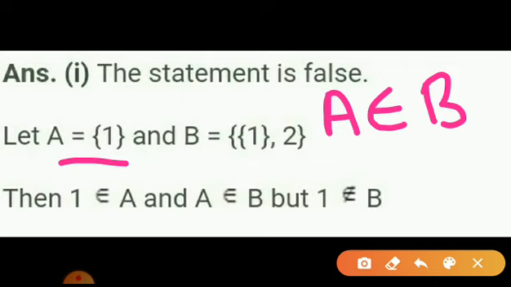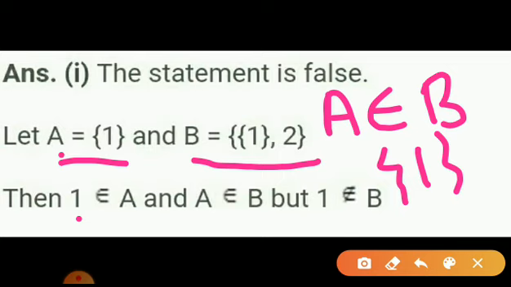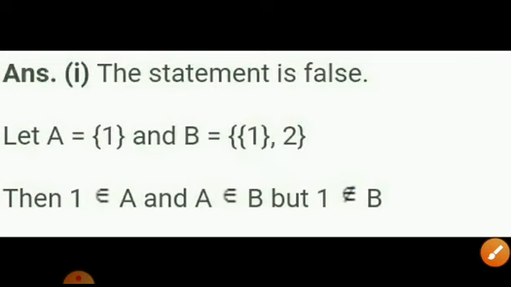Then can I say here 1 is an element of A, and A belongs to B? But is 1 an element of B here? No, 1 is not an element here, because singleton 1 is the element of B, not 1. Hope this is clear. Don't get confused here. You see 1 here, but that 1 is what in terms of the set itself. So singleton 1 is the element of B, not 1. So the first statement is false.